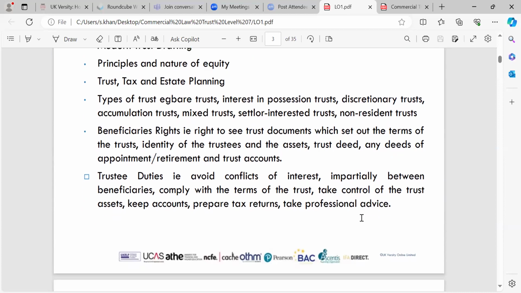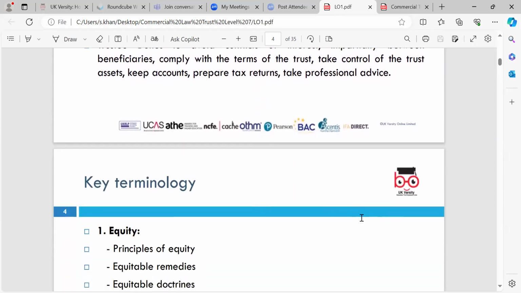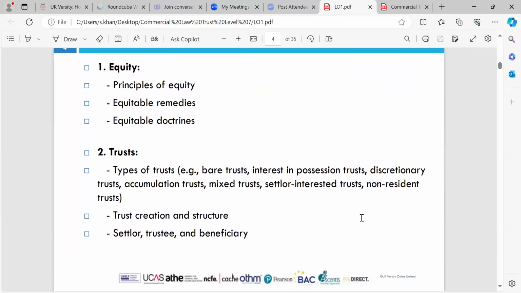We'll also be looking at the trustees' duties, for example, avoiding conflicts of interest, impartiality between beneficiaries, complying with the terms of the trust and taking control of the trust assets, keeping accounts and preparing tax returns and taking professional advice. The key terminology we'll be looking at is, one, equity. We'll be looking at principles of equity, equitable remedies, equitable doctrines.